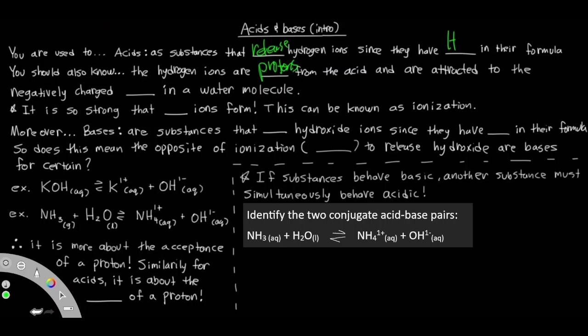So when it's a proton from the acid and it's attracted to negatively charged oxygens in a water molecule, what happens? Well, it is actually so strong when they bond together that hydronium ions form. This can also be known as ionization. So what does this mean?